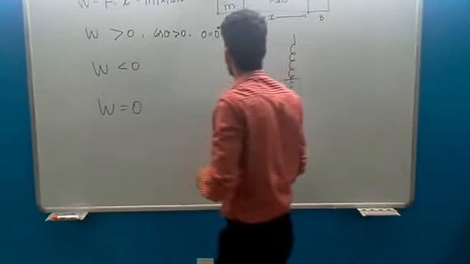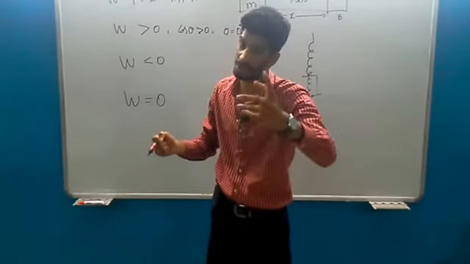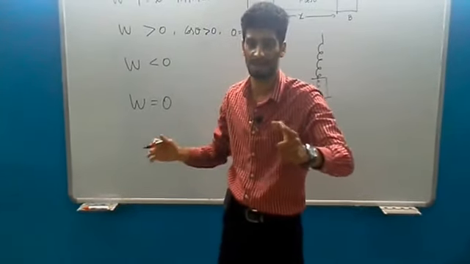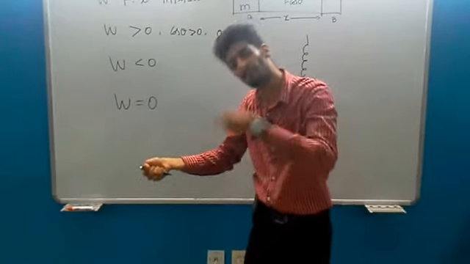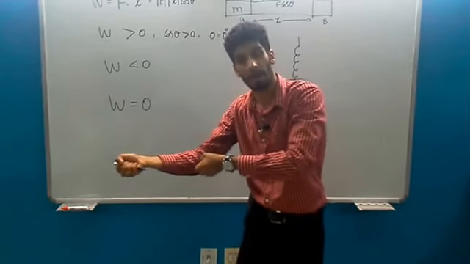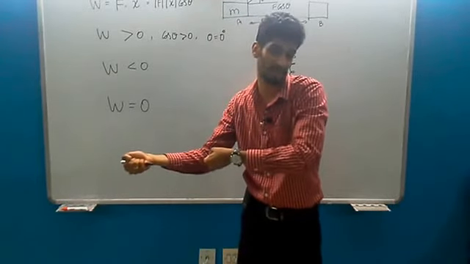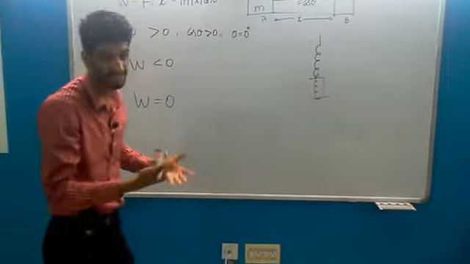Another example. You are playing tug of war, and this is going to be a very lucky day today, and you're going to win the match. The work done by you, if you win the match, is going to be positive, because the force you apply and the displacement are in the same direction. So work done is positive, that is greater than 0.